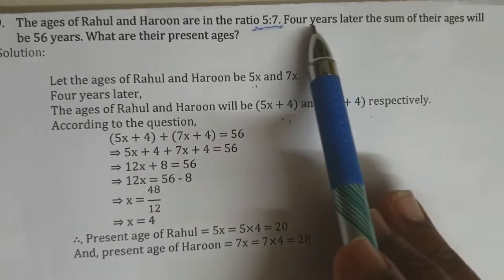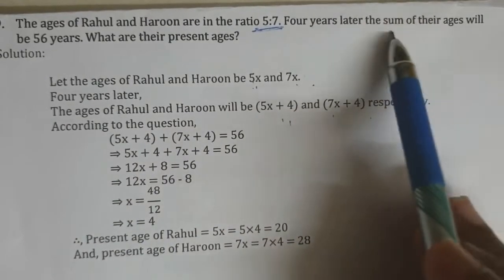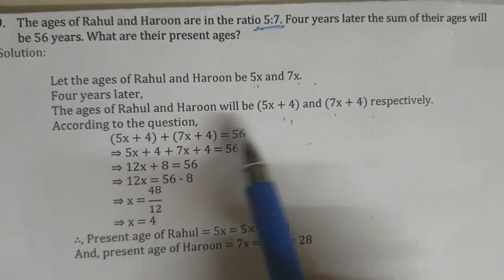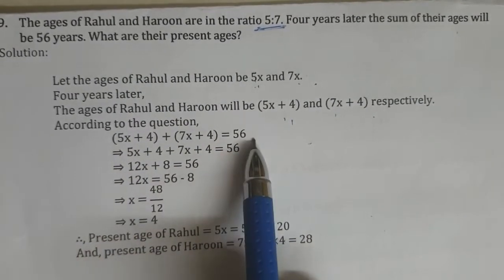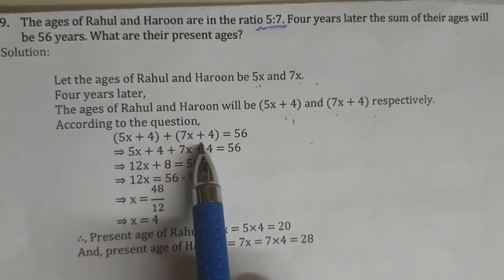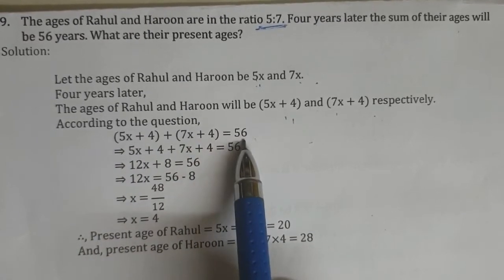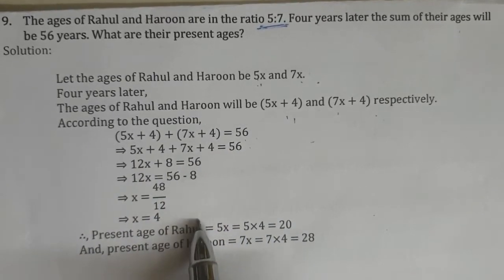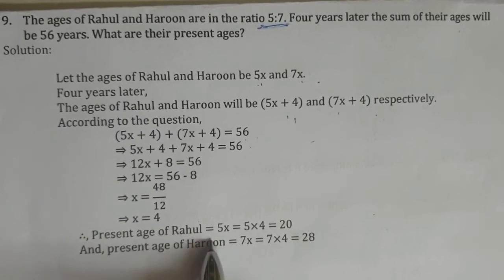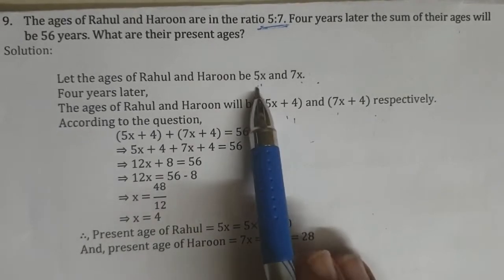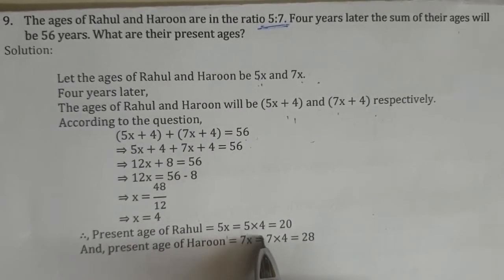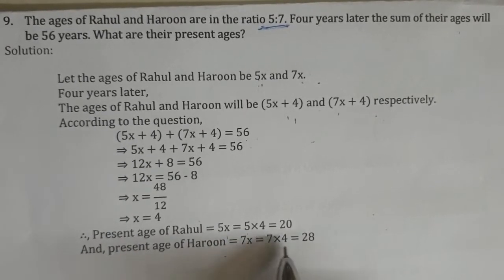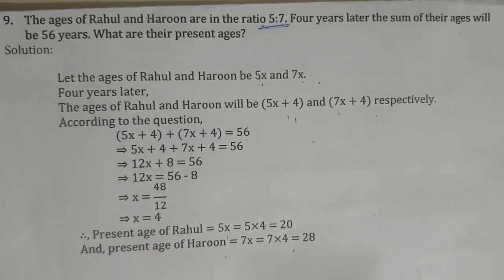So Rahul's age will be 5x plus 4 after 4 years and Harun's age will be 7x plus 4. According to the question, 4 years later, the sum of their ages means whatever their age is after 4 years, when we add those ages, the result is 56. So 5x plus 4 plus 7x plus 4 is equal to 56. When we solve this equation, we get x is equal to 4. So the present age of Rahul is what we have supposed, that is 5x, so 5 multiplied by 4, that is 20, and the present age of Harun is 7 multiplied by 4, that is 28.